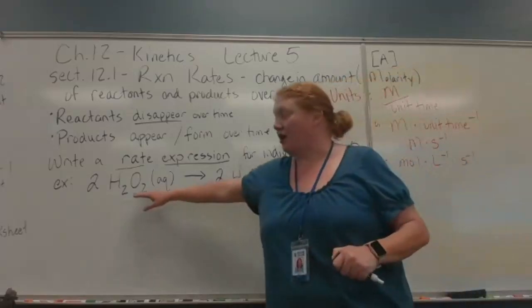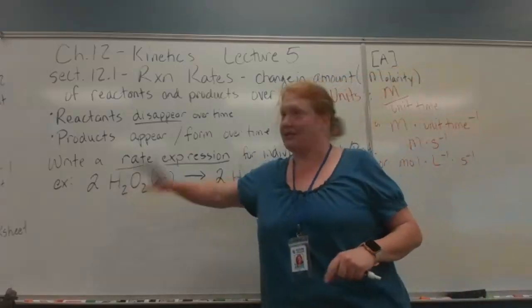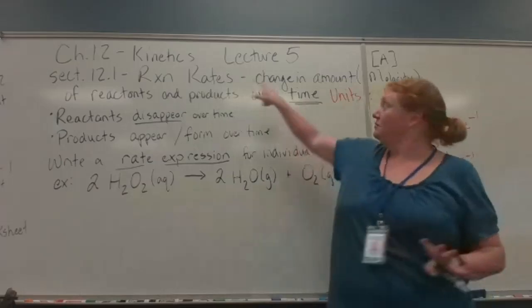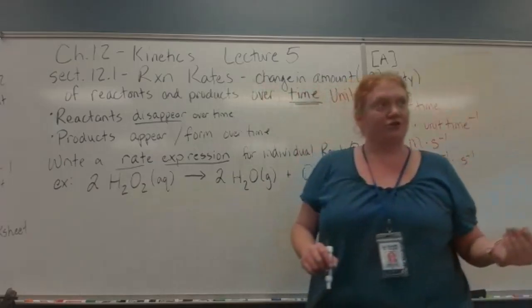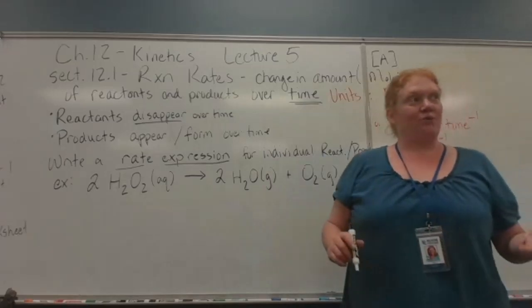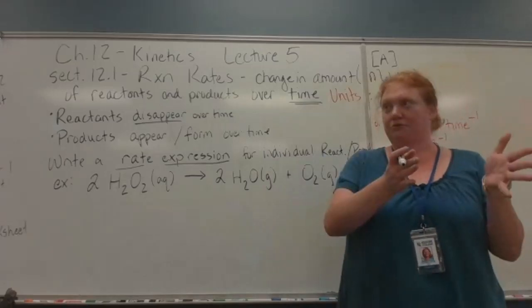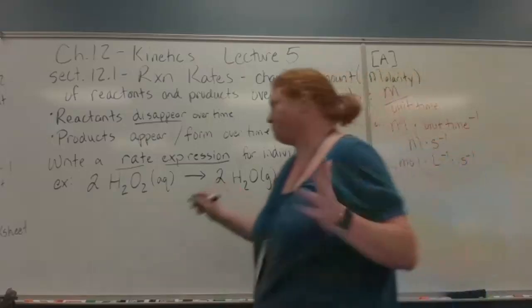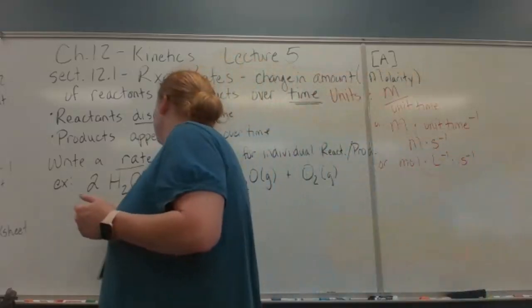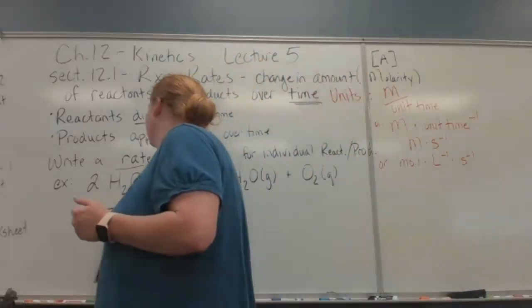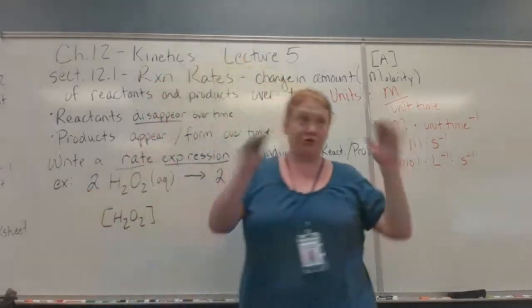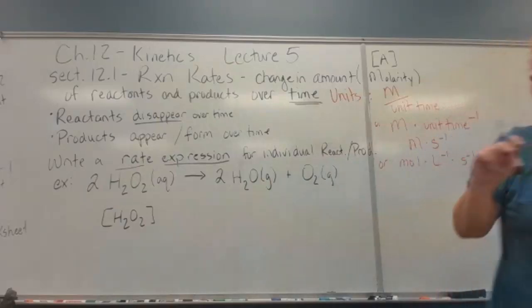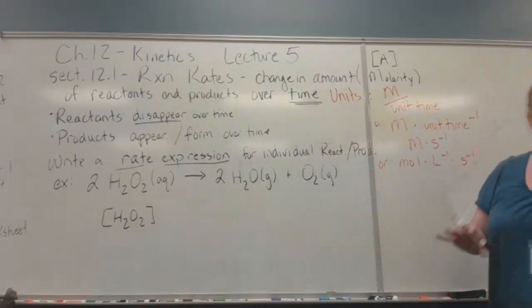Let's try to describe how the concentration of our reactant, because we only have one here, is changing over time. Any kind of change, how do we calculate a change? Final minus initial. So what does it mean? You guys know now, right? If I write H2O2 in the brackets, I'm talking about the molarity of that compound.